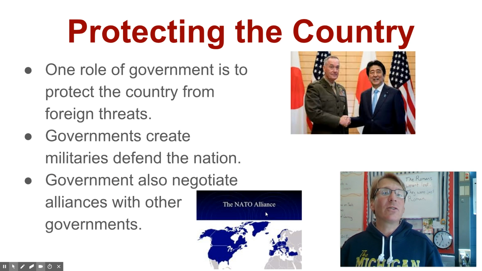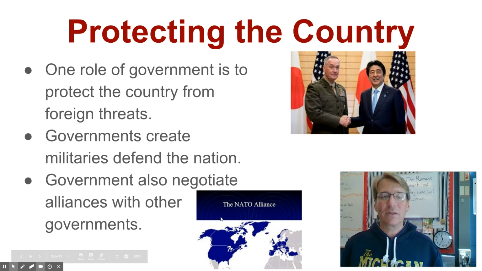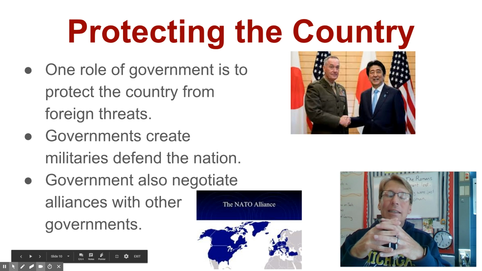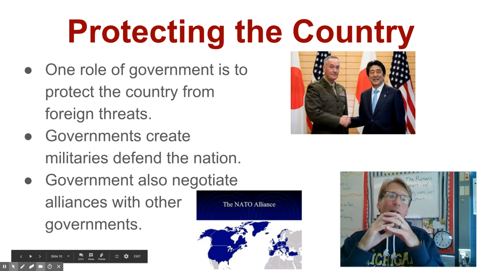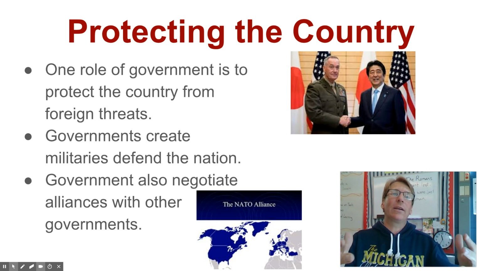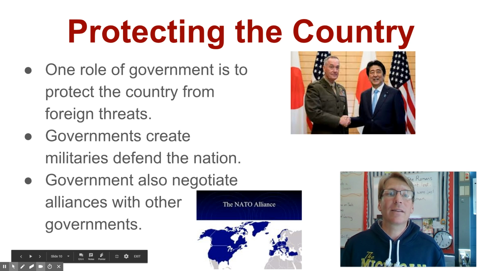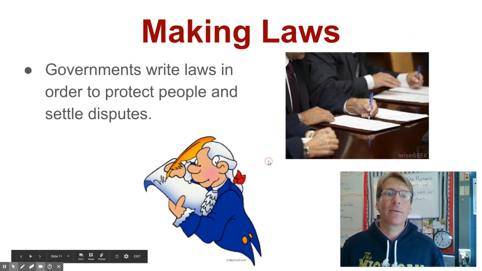Now, there are other ways that we can do that too, and one of those is by negotiating good, strong alliances with other governments. If you have a strong alliance, such as NATO, NATO is a collection of a bunch of North Atlantic nations that have bonded together. And everybody knows that if you attack one NATO nation, all NATO nations will respond. And in that way, they're much less likely to attack you. So a strong alliance helps to keep these nations safe.